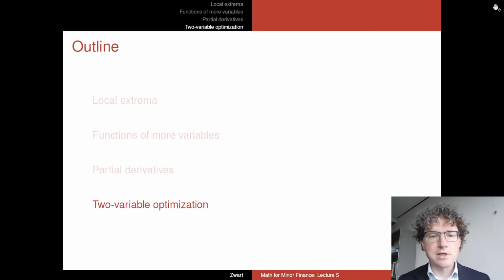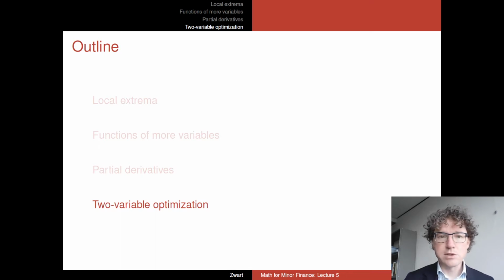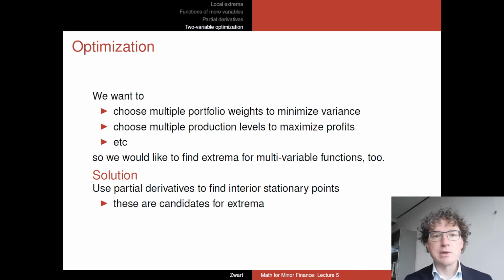Okay, let's go to the last part of this lecture, which is about optimization of functions of two variables. So remember what we want to do typically in finance is choose a weight in a portfolio, in an investment portfolio, say to minimize variance, weights of multiple stocks or more than two. The two we looked at essentially was a one variable problem, but if you have more than two stocks, it turns into a multiple variable problem.